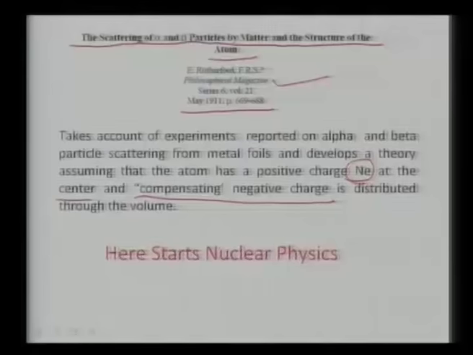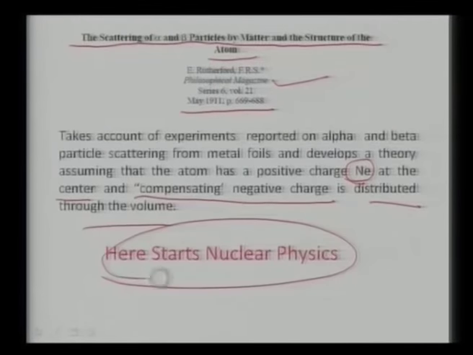Therefore, if there is a positive charge N E at the center, then the negative charge also has to be there, and that must be distributed throughout the volume, so that when this alpha particle encounters this charge N E at the center, those negative charges do not create a big field to compensate or to reduce this large field. So that was the kind of thing he suggested, and there starts nuclear physics. There comes the nucleus for the first time into the scientific world, and from there starts nuclear physics.